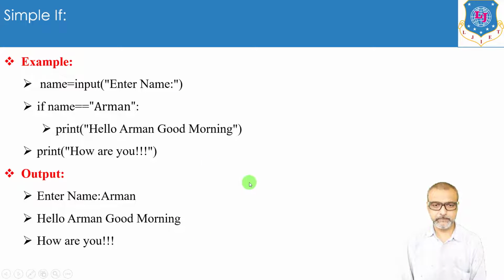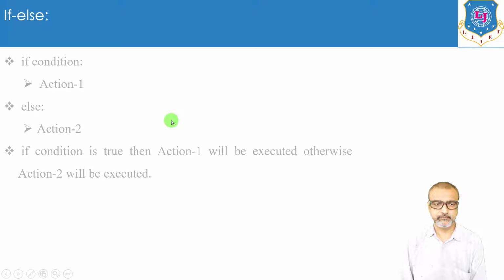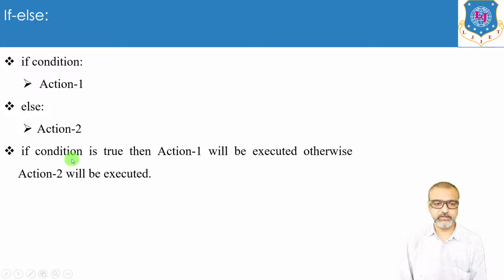Okay, now we will see if else statement. So this is the syntax of if else statement. First of all we will write down if, then after condition, then after colon, then after action 1. If the condition is satisfied, then action 1 will be executed. Then after we have to write down else, colon action 2. If the condition is false, then action 2 will be executed. If condition is true, then action 1 will be executed, otherwise action 2 will be executed.